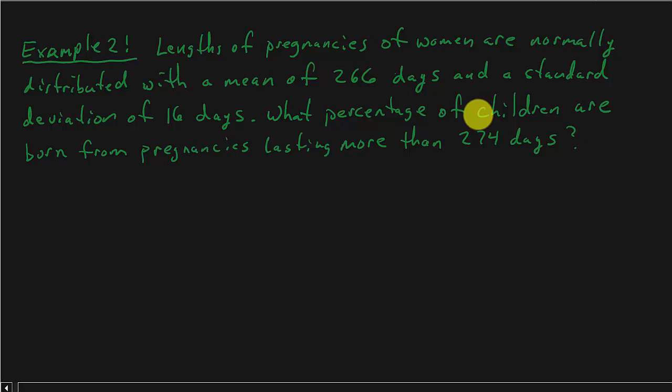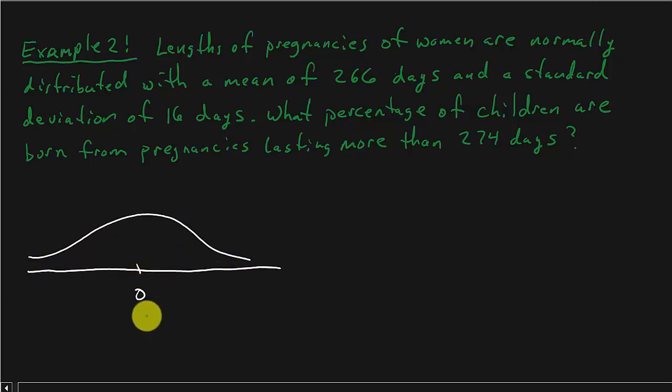Lengths of pregnancies of women are normally distributed with a mean of 266 days and a standard deviation of 16 days. What percentage of children are born from pregnancies lasting more than 274 days? Okay, so draw it out. Just draw it out.